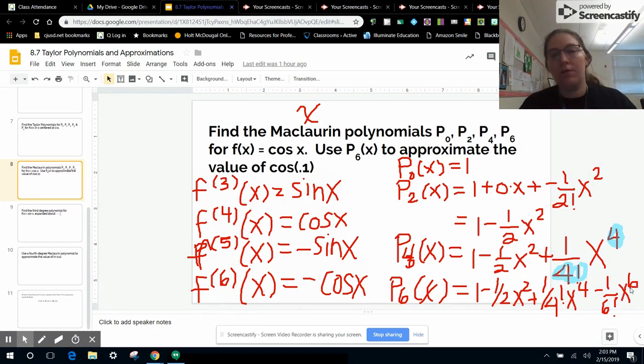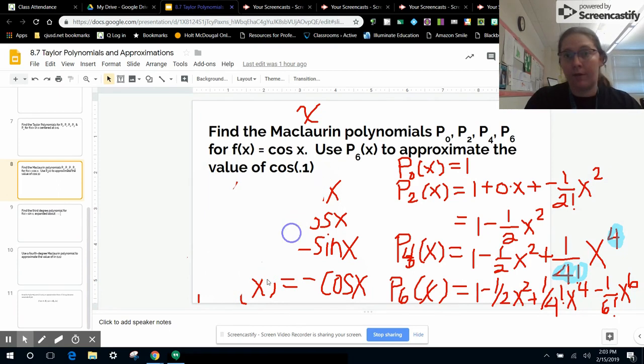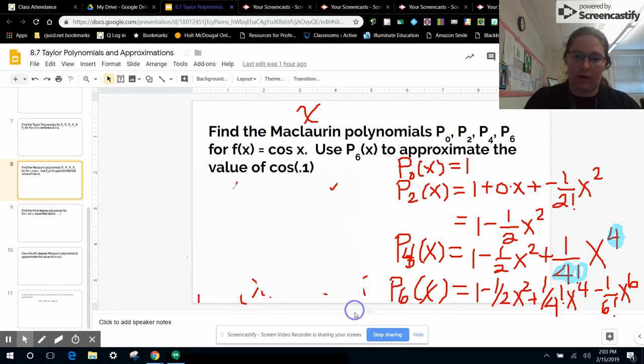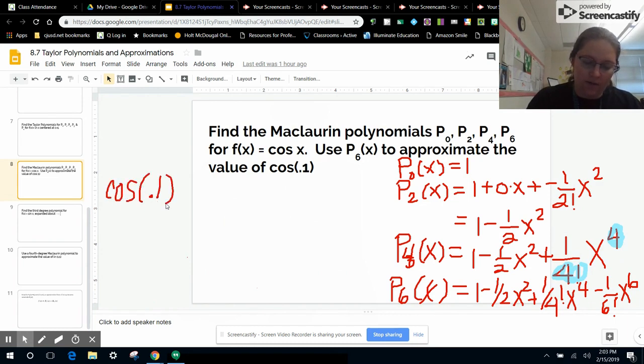So now we're supposed to use it to approximate cosine of 0.1. So what you're going to do is just plug in 0.1 everywhere there's an x in my 6th degree polynomial. This approximation is exactly that, an approximation. It's not an exact value. So I would say cosine of 0.1 is approximately P6 of 0.1.